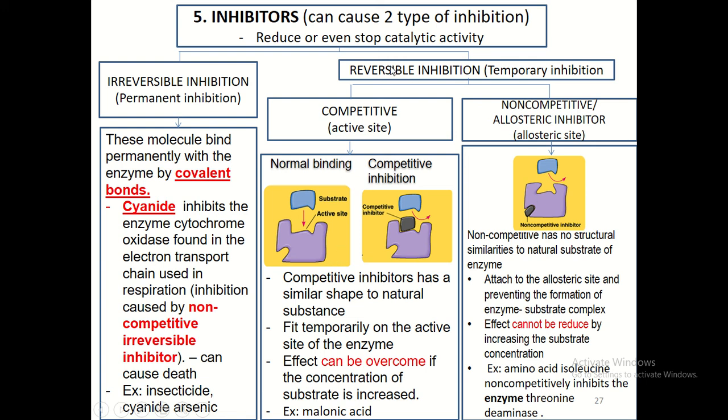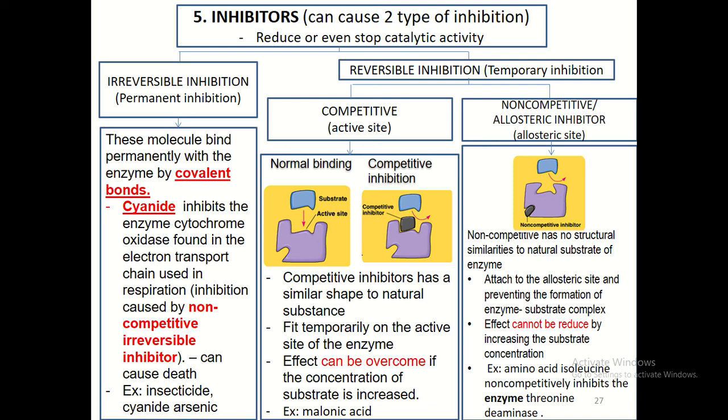I will explain more on this later. However, what you have to know about reversible inhibition is that it happens where the inhibitor binds to either the active site or the allosteric site of the enzyme by weak interaction or weak bonding. So meaning to say, the inhibitor can detach from the enzyme, so they only reduce the enzyme catalytic activity. Okay, different with irreversible inhibition.